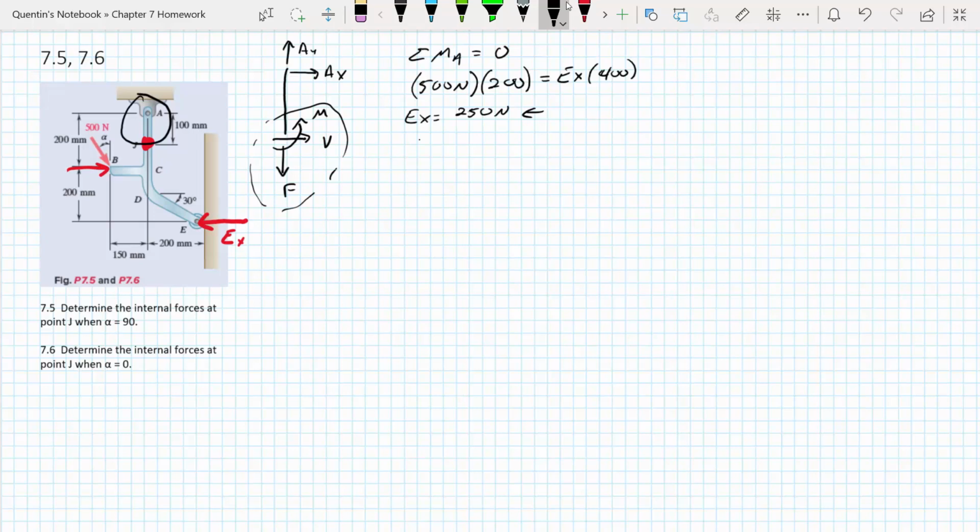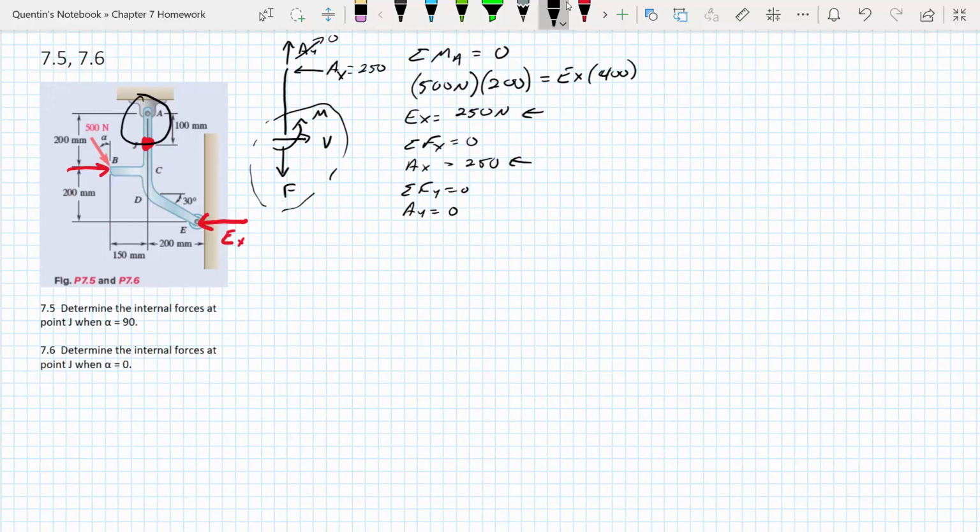Okay, so then when I take my sum of forces in X equals 0, that's going to tell me that AX is equal to 250 also in that direction. So I'm just going to fix this arrow so I don't have to mess with it. I'm going to say AX is there. And then when I do my sum of forces in Y equals 0, I get AY equals 0. Okay, so that means that this is 0 and this is 250.